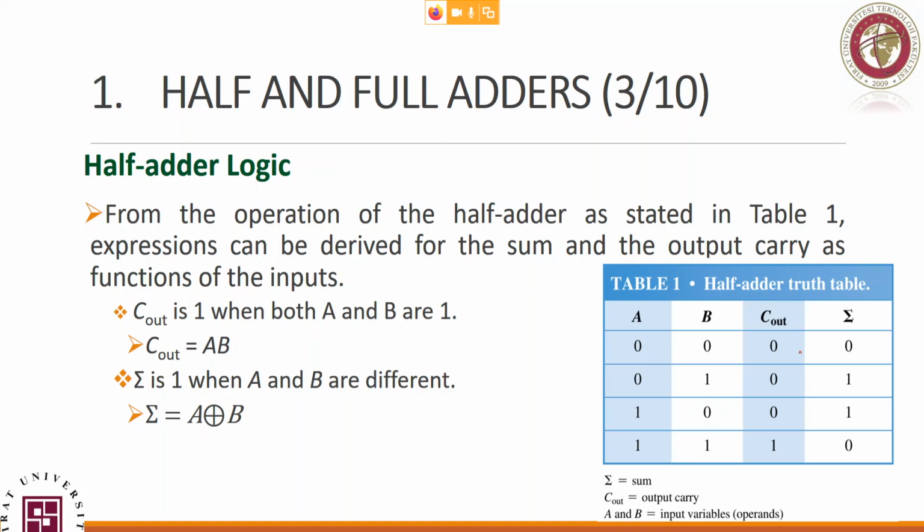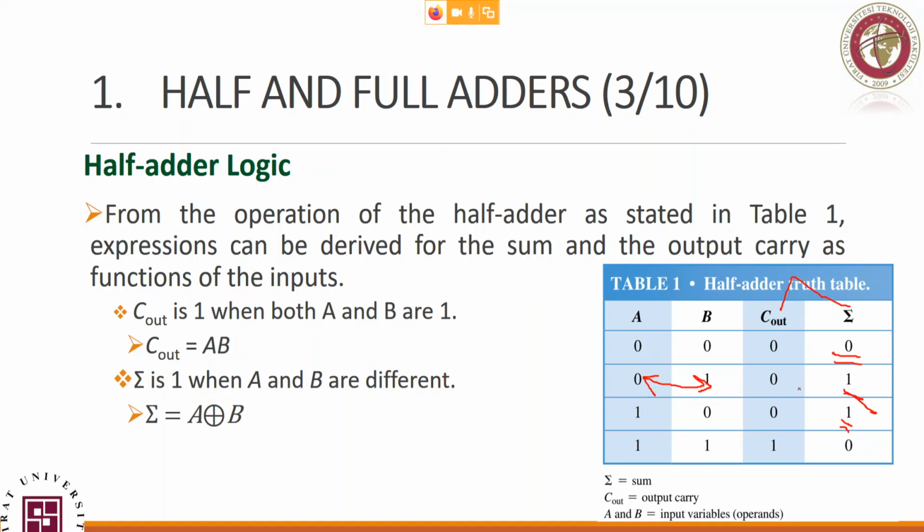0 plus 0 is 0, okay, in the summation. And also in the carry, we don't have any. 0 plus 1 is 1, and we don't have any carry. 1 plus 0 is 1, and we don't have any carry. 1 plus 1 is 0 with 1 carried. Okay, so we are supposed to design these two outputs. Now, this one is easy, XOR. It's straightforward. Why? In case of dissimilarity in the bits, we get 1. In case of similarity, then we get 0.